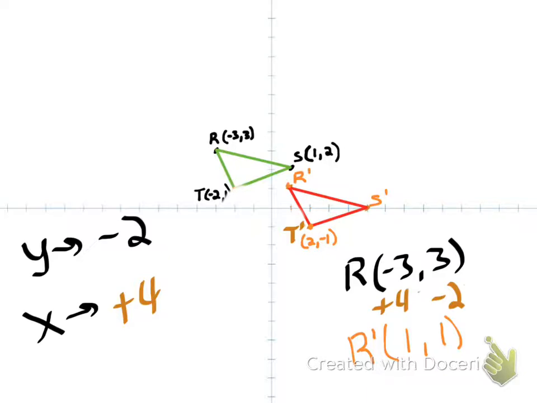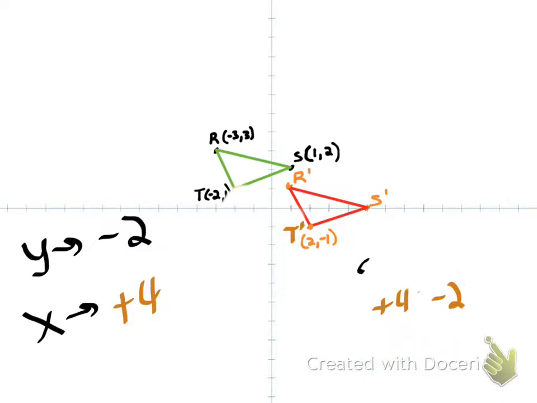Now last we're going to do S. S is 1, 2. S prime, you're going to add 4 to 1, so that's 5. Subtract 2 from 2 and you get 0. So it should be 5, 0. That means 5 for x, 1, 2, 3, 4, 5, and it stays right there because it's 0 for y, it doesn't go up or down. So we have a translation. Our translation means that it went right 4 and down 2.